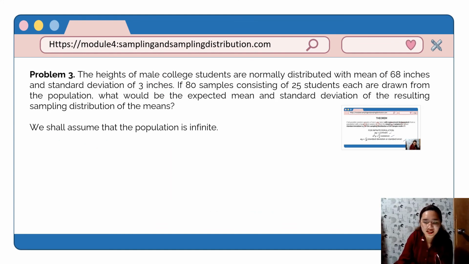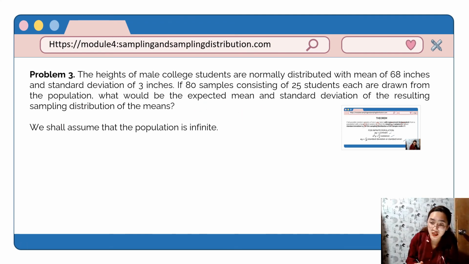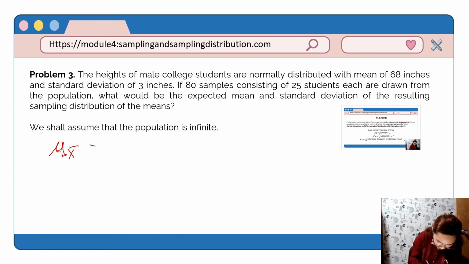For our last example, the heights of male college students are normally distributed with the mean of 68 inches and standard deviation of 3 inches. So if samples consisting of 25 students each are drawn from the population, what would be the expected mean and standard deviation of the resulting sampling distribution of the means? Our sample mean, then equal lang naman kasi siya sa ating population mean. Ayan, equal lang siya sa population mean. And given naman na ang ating population mean is 68 inches. Ayan. So therefore, yun din ang ating sample mean.